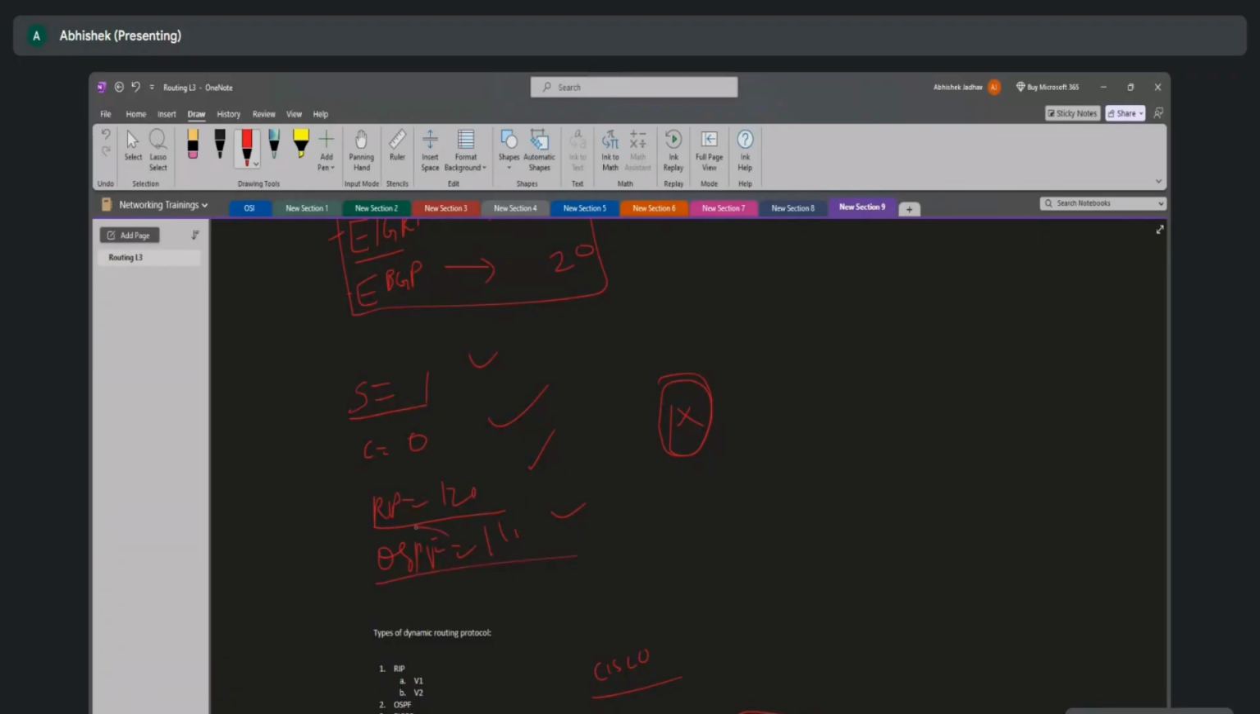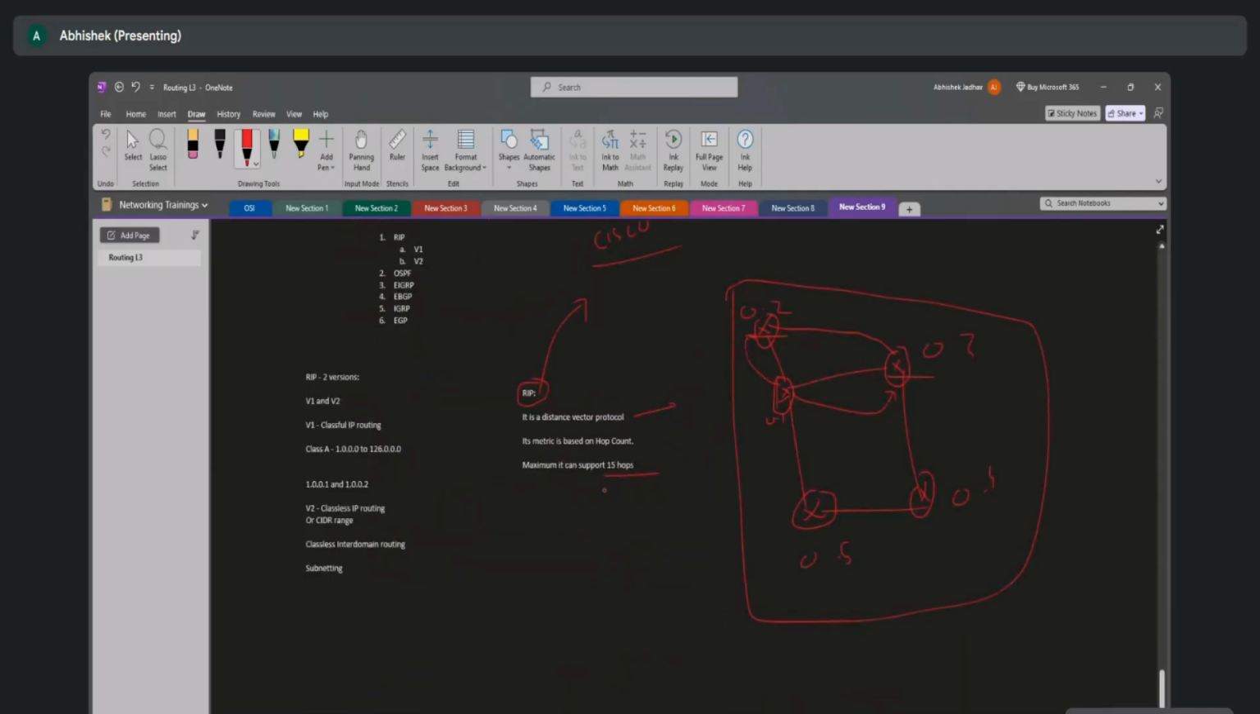Because the routers and the computers don't understand alphabets. They understand ones and zeros. So this 120 will be converted into binary, and that binary is what the router will understand, right? The 110 also will be converted into binary, and that's how the router will understand, okay, this is OSPF, like that.